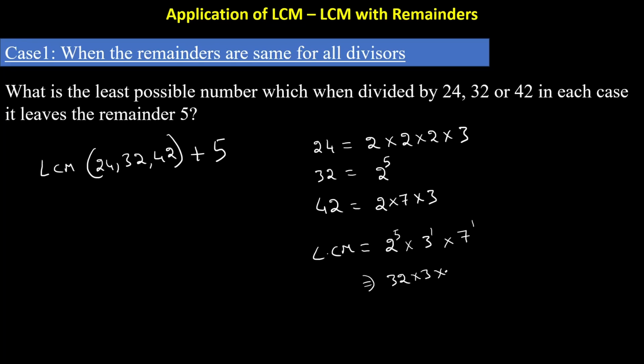So 2 power 5 is 32. 32 into 3 into 7. 32 into 3 is 96. 96 into 7: 7 9s are 63, 7 6s are 42, so it will be 630 plus 42. 672 is the LCM. Since I want the remainder as 5, the answer will be 672 plus 5, which is nothing but 677.